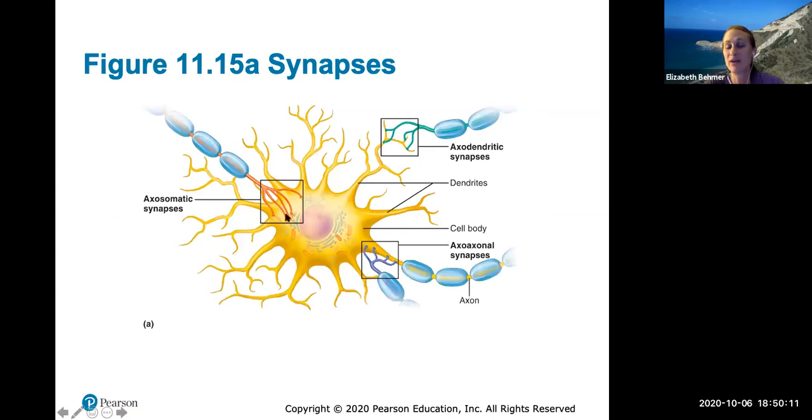So we have different types of synapses. Axosomatic will be from an axon to a soma, a cell body. Axodendritic will be a connection between an axon and a dendrite. And an axoaxonal will be a connection from one axon to another axon.